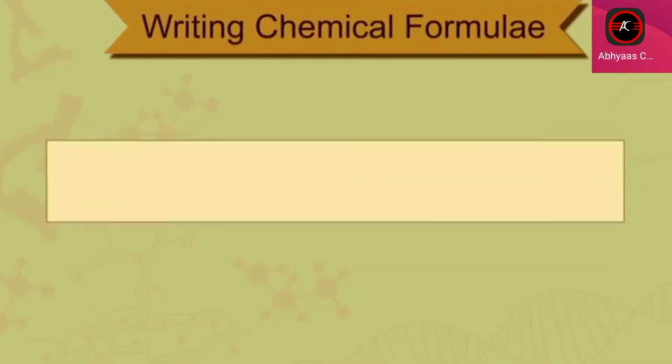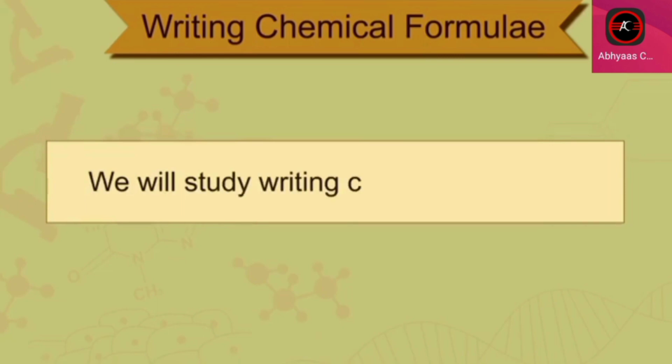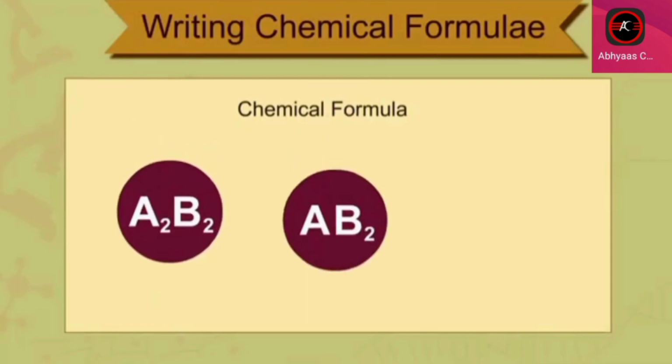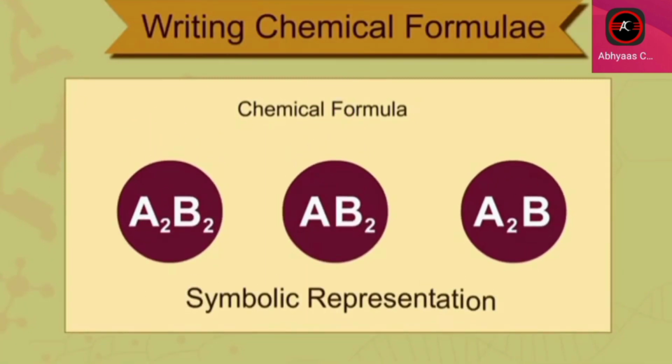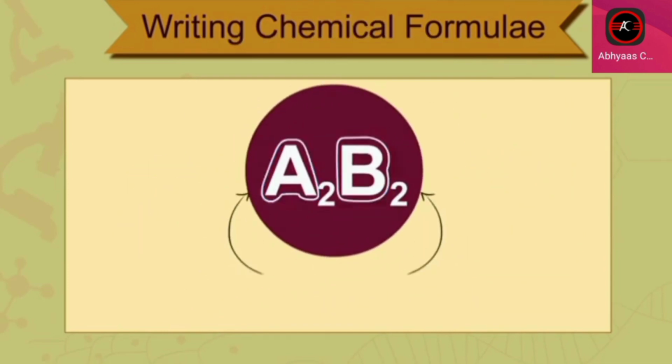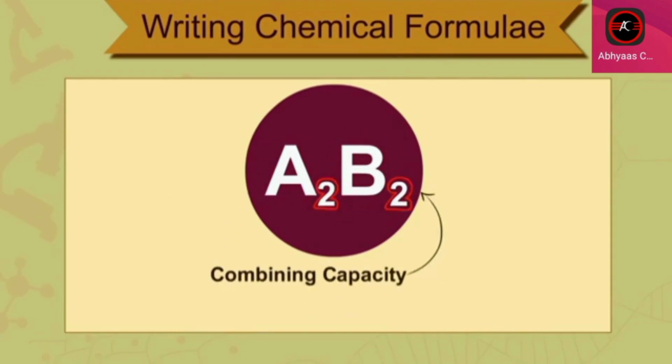In this video, we will study writing chemical formulae. The chemical formula of a compound is a symbolic representation of its composition. The chemical formulae of different compounds can be written easily. But for this, we should know the symbols and their combining capacity.